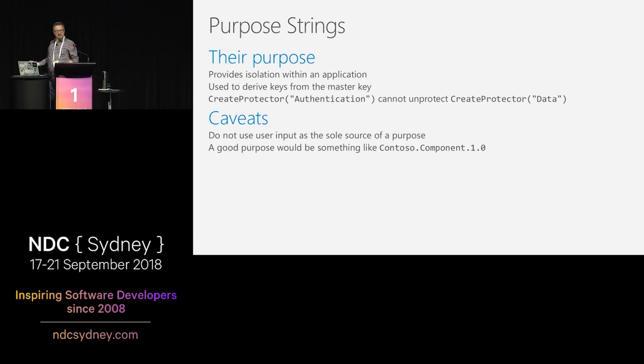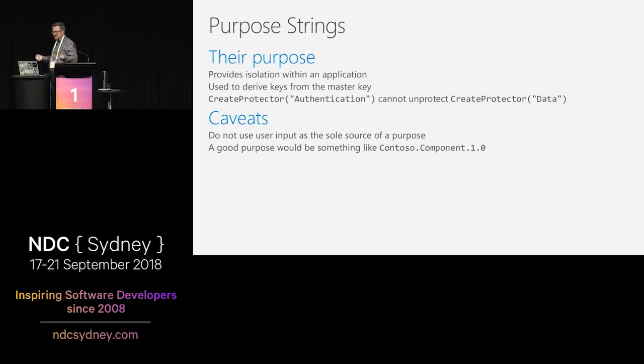So purpose would allow you to say, this is going to be an encryptor for credit cards with a purpose of credit cards, and this is going to be an encryptor for email addresses with a purpose of email. And they have separate keys that are all generated through all sorts of weird key derivation stuff. And they can't unprotect each other.